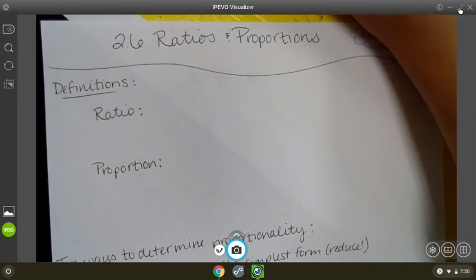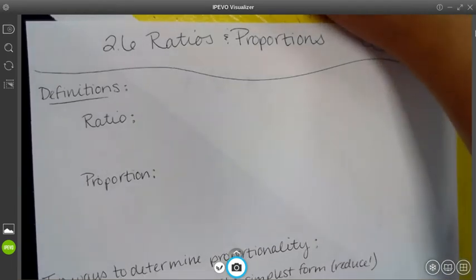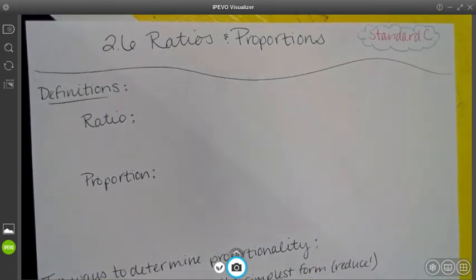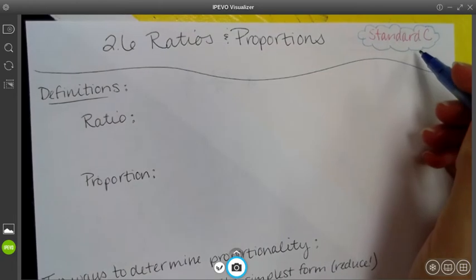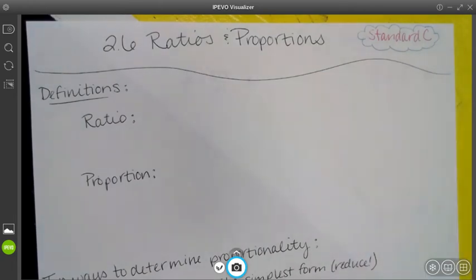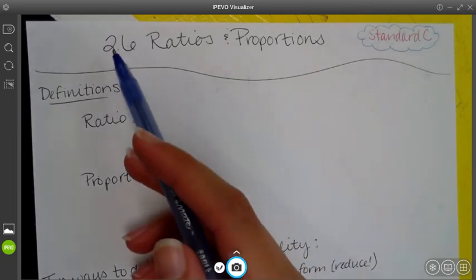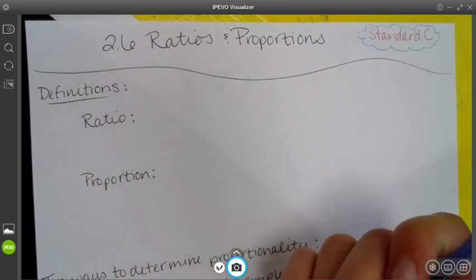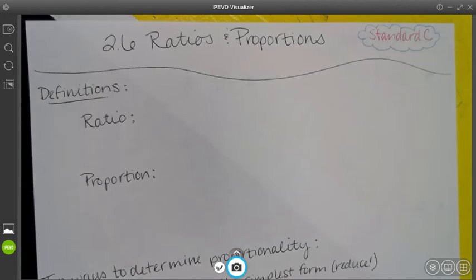All right, hello Algebra. So we are going to start looking at Standard C, okay? And Standard C will include some stuff from Chapter 2. So today we're looking at 2.6 ratios and proportions. Going to start with some definitions.